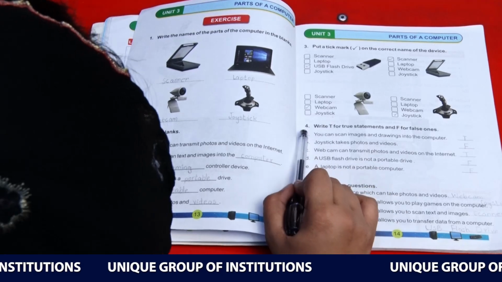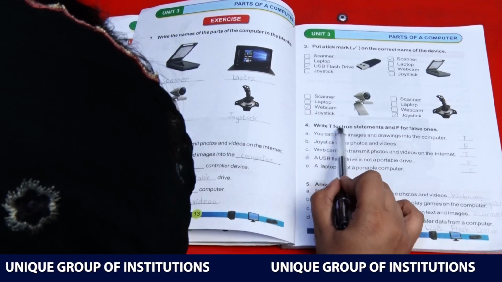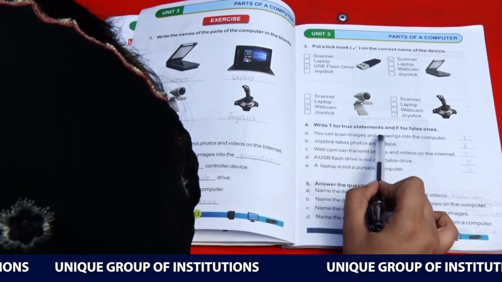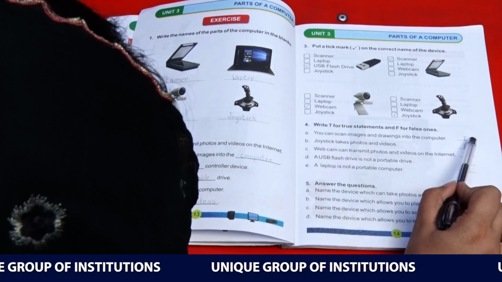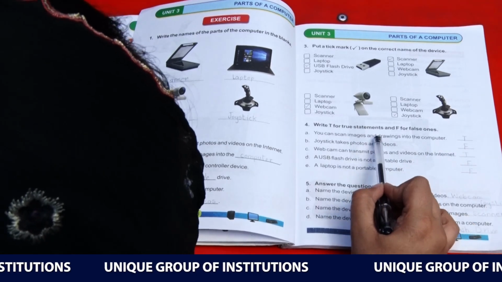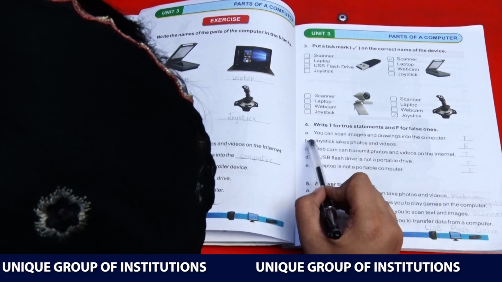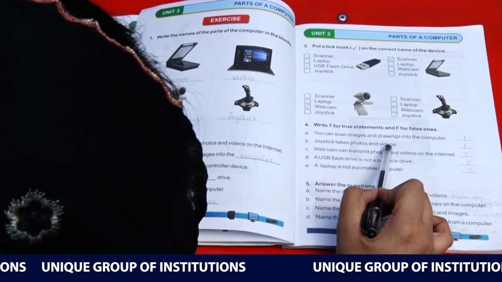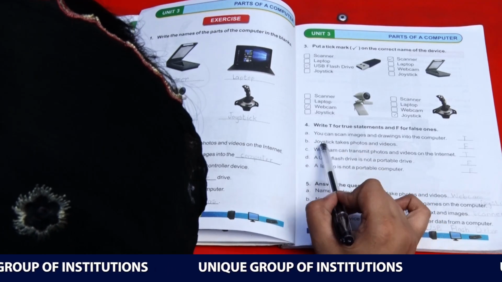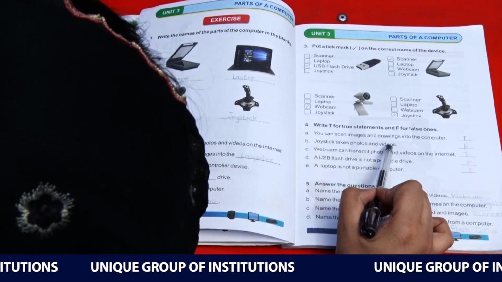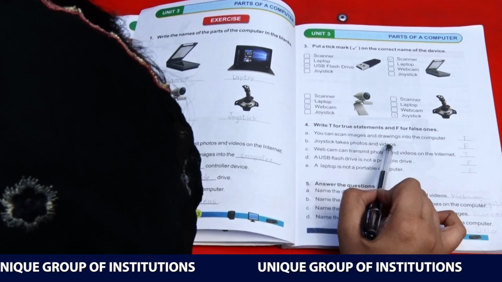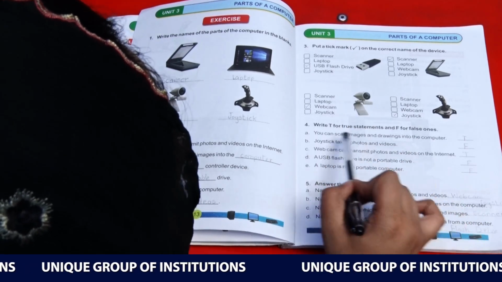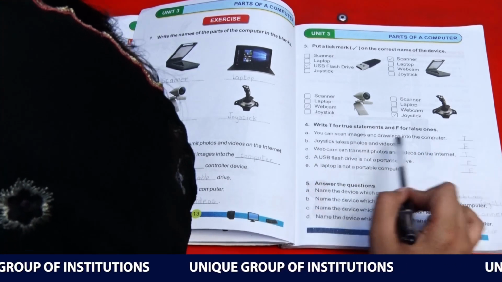Now, let us go to question number 4. Write T for true statement and F for false one. You can scan images and drawings into the computer. That is true. Yes, we can scan images and drawings into the computer. Part B. Joystick takes photos and videos. Is it a correct option? Does a joystick take photos and videos? No. Which device is used to take photos and videos? That is a webcam. But this statement is false.